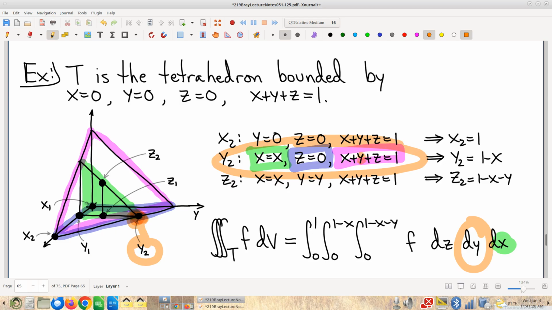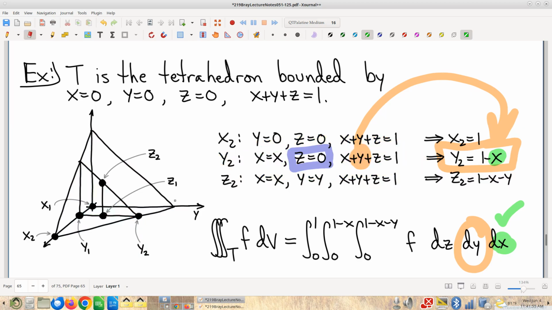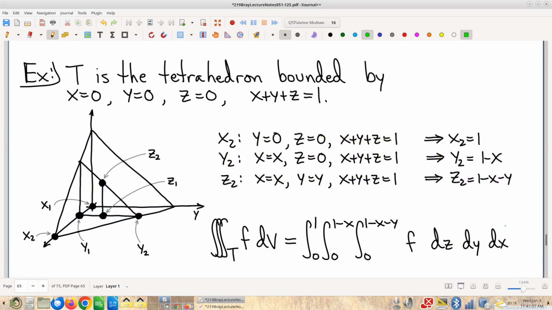Okay, and you solve for y, and now you'll notice it ends up being a function of x, and it's allowed to be a function of x because x is further to the outside. x is established. My y bounds are supposed to depend on x. Everybody happy? Okay. Alrighty. And then we move along.